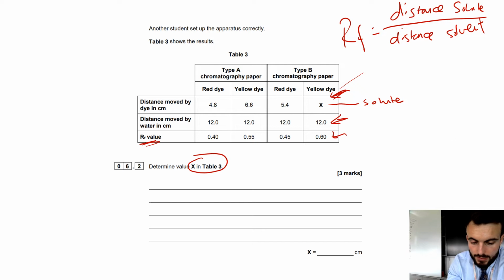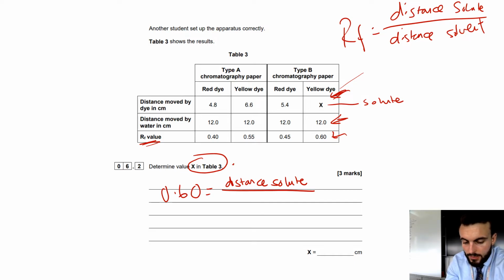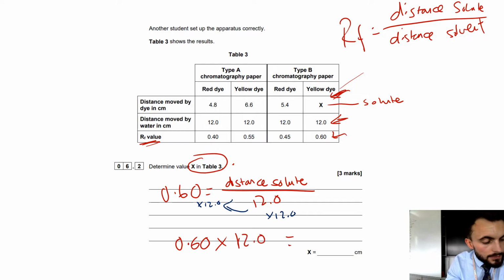So the RF value is 0.6 equals, we don't know what the distance by the solute is, so I'll just write that down, and then divide by the distance moved by the solvent, which is 12.0. Then we're going to rearrange that. So we're going to times both sides by 12.0. So we do 0.60 times 12, and we get 7.2 centimeters.